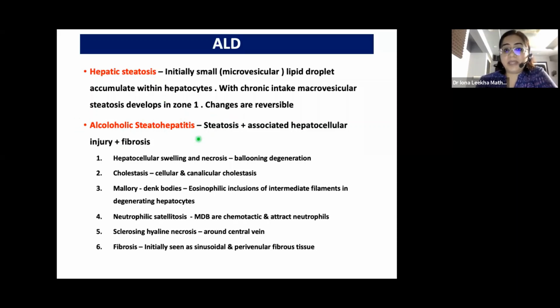Now, in alcoholic steatohepatitis, as the name suggests, there is steatosis, associated hepatocellular injury, and fibrosis. What are the features that we see in alcoholic steatohepatitis? Almost the same: hepatocellular swelling and necrosis causing ballooning degeneration of the hepatocytes. There is cholestasis, which could be both cellular and canalicular. There is formation of Mallory bodies, that is, eosinophilic inclusions of intermediate filaments in the degenerating hepatocytes. And neutrophilic satellitosis, where these Mallory bodies are chemotactic and attract the neutrophils. And we see fibrosis, which is initially sinusoidal and perivenular.